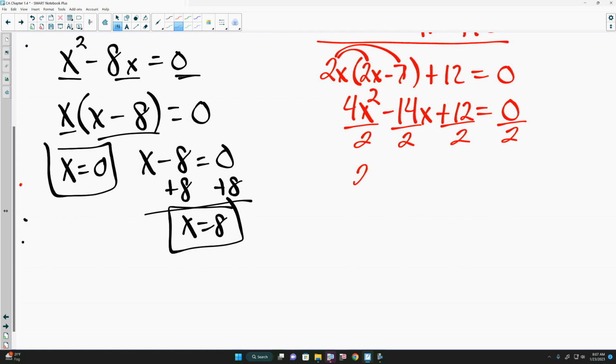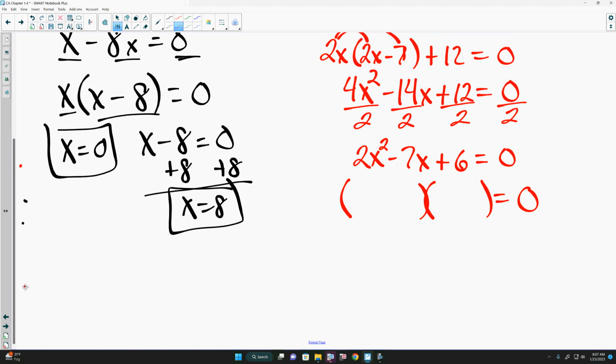So if we divide everything by 2, we get 2x squared minus 7x plus 6 is equal to 0. I think this is easier to look at, easier to work with than 4, 14, and 12. It doesn't change the solutions, it changes how it looks. So now we can factor. We set up our 2 sets of parentheses with 3 spaces.